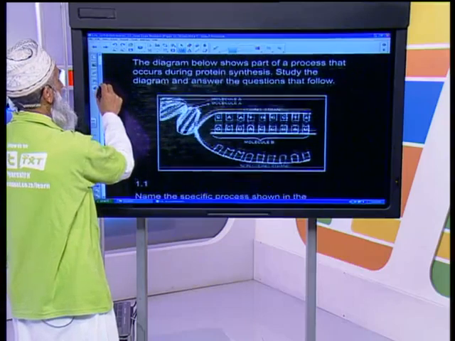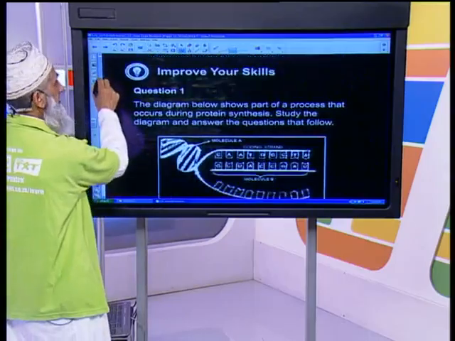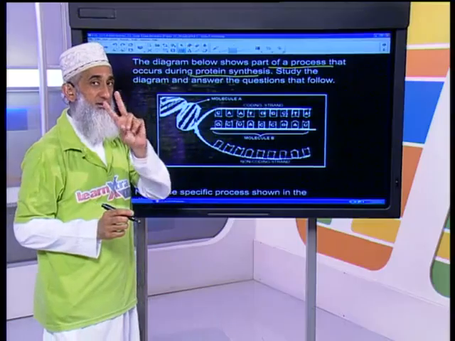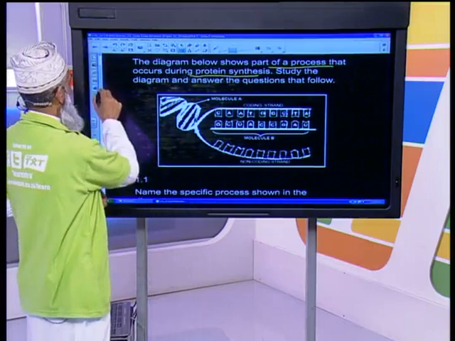Now we start with the actual questions from the paper. This one here comes from Gauteng. The diagram below shows part of a process that occurs during protein synthesis. So already that process cannot be protein synthesis, because they're telling you protein synthesis here. It's another process within protein synthesis, and you should know by now that there are two parts to protein synthesis for us. Study the diagram and answer the questions.